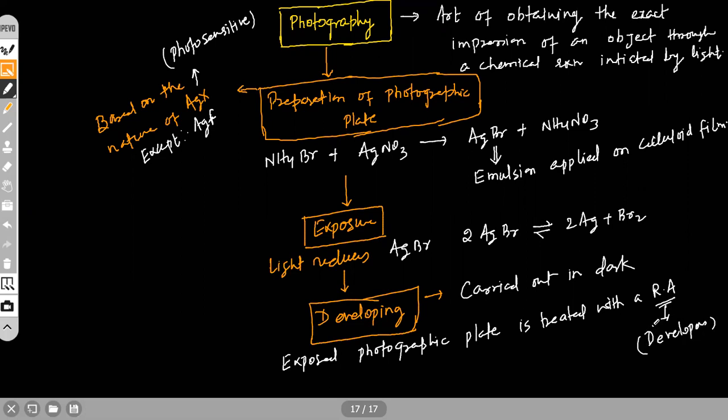Sometimes they ask this question: which reducing agents are used as developers? The first example you write down here is potassium ferrous oxalate. What is the formula of potassium ferrous oxalate? Oxalic acid is (COOH) twice, so you remove both hydrogens and put K and Fe over there. This is one example of developers. Another one you write down: alkaline solution of pyrogallol or quinol. We use it for developing this photographic plate.